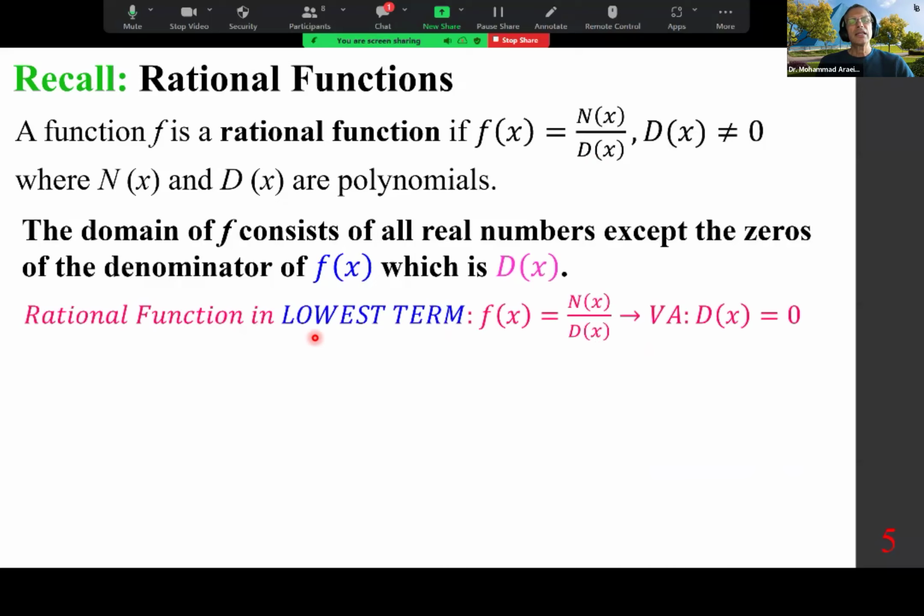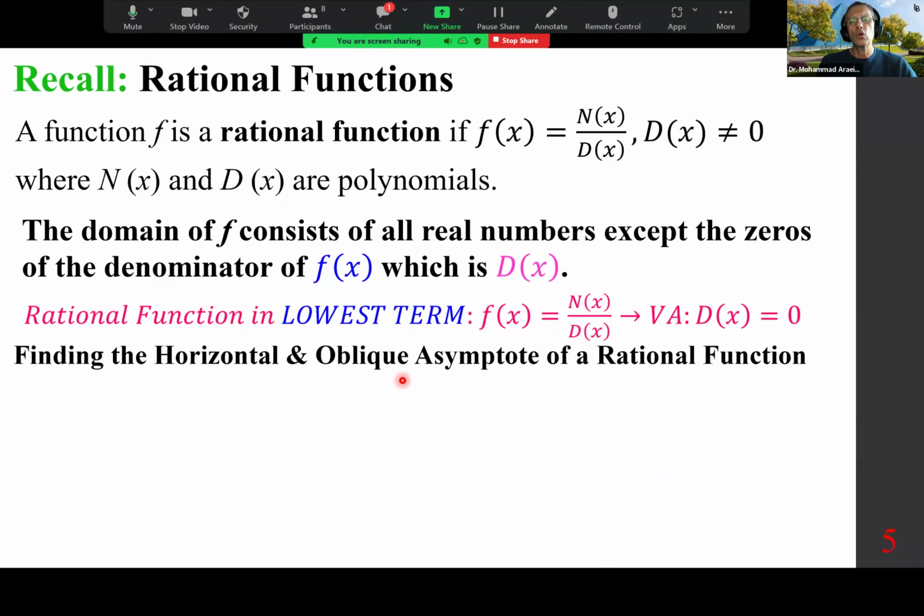Rational function in lowest term, f of x equals n of x over d of x. If we know this is in lowest term, then the vertical asymptote can be found by setting the denominator d of x equal to 0. But it is important to be in lowest term. If there is a common factor, you must drop it.